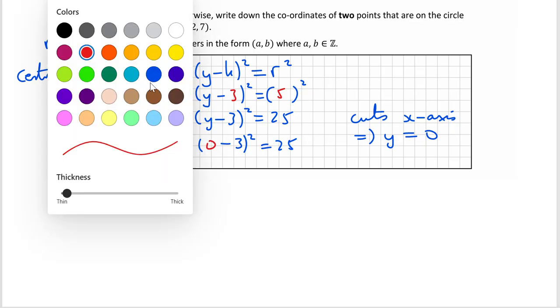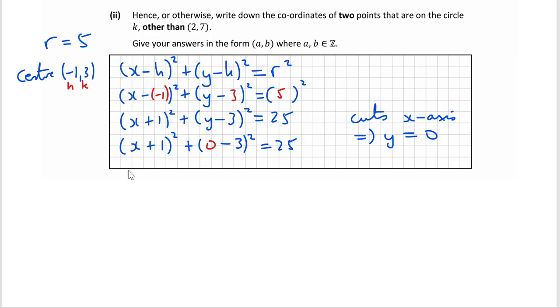Right, let me tidy this up a bit. I'm going to get x plus 1 squared. Leave it like that, I'll show you a cool little trick. So 0 minus 3 is minus 3, minus 3 squared is 9, is equal to 25. Take away the 9, we get 16. Now, I've got a squared on one side. I want to get rid of that squared, so I'm going to take the square root of this side.